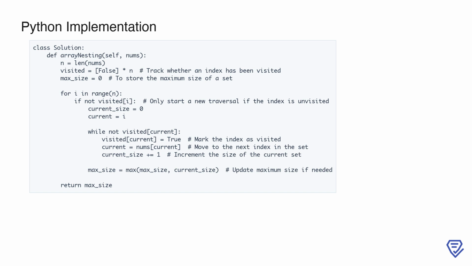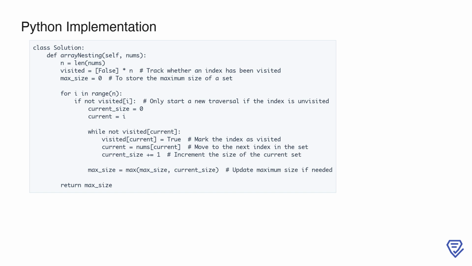4. Update maximum size. After completing a traversal, we compare current_size with max_size and update max_size if the current set is larger. 5. Result. Once all indices have been processed, the max_size variable holds the size of the largest set, which is returned as the result.